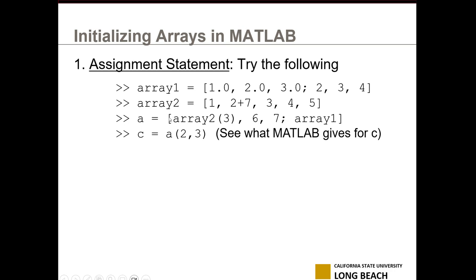A, it looks like we're opening square brackets, but then we're adding information from array 2. So this first part says array 2 parentheses 3. Okay, this means that what's going there is the third element of array 2. Well, the elements of array 2 are 1, 9, 3, 4, 5. So the third element is 3. So really, MATLAB's going to put a 3 here. So it's going to go 3, 6, 7, new line, and then array 1. Interesting. So let's see what happens when we try it.